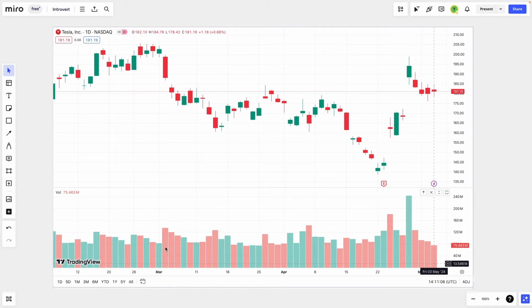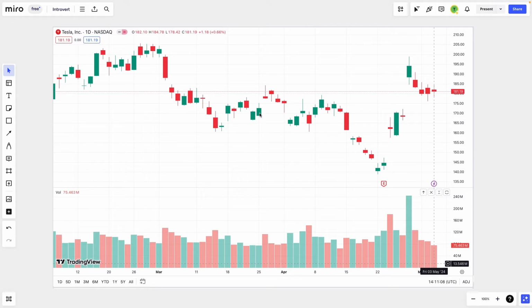Now, right above that is the volume. These bars represent the volume of shares that were traded on that particular day. If we look over here for Friday, May 3rd, we can see that the volume was 75 million shares. So on that particular Friday, 75 million shares of Tesla were traded, and the price that it closed at was $181. So the price is on the y-axis here, and the time frame is on the x-axis here. And these candlesticks represent what has been happening throughout the given time frame.